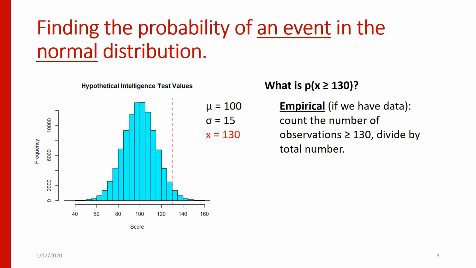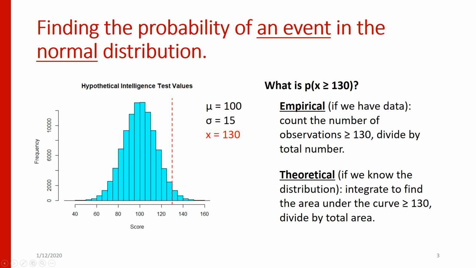Now, if we had all these data, if these were actually data that we had collected, or if this was like a census kind of thing that was taken, we could calculate this probability empirically. We would just count the number of observations that were equal to or greater than 130 and then divide by the total number of observations. If we didn't actually have access to all that data, or we wanted to take a bit of a shortcut, you could do this in a theoretical way.